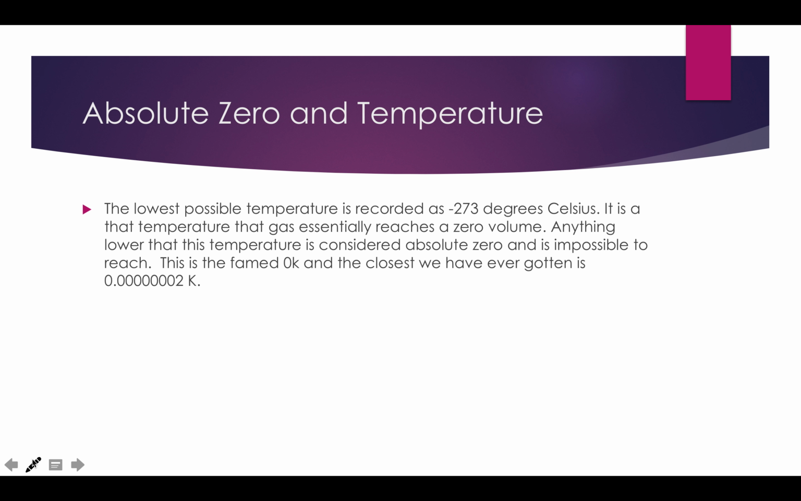Next we're going to be talking about absolute zero and different temperature laws and temperature scenarios. The lowest possible temperature recorded is negative 273 degrees Celsius. That's important. That's the lowest that we can reach. It is a temperature at which gas essentially reaches zero volume. Imagine, like our scale we were saying where the volume grows, imagine that the temperature is decreasing.